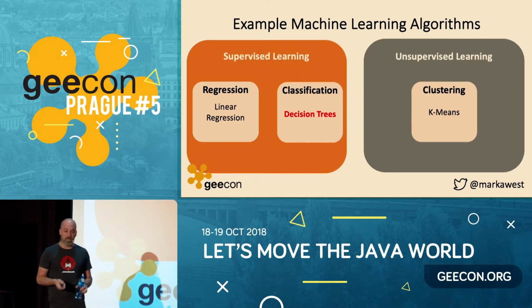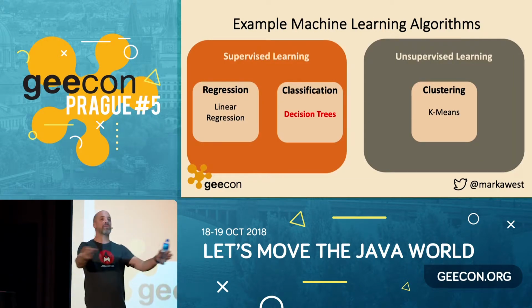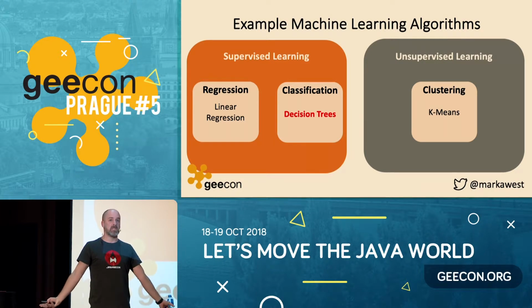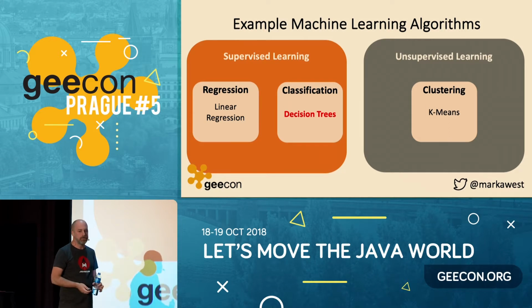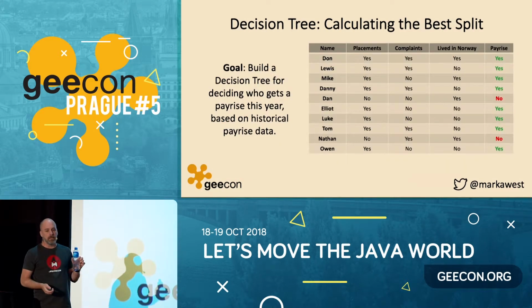The next algorithm I'm going to talk about is decision trees. And decision trees are obvious to all of us here because we're developers. That's what we do. We build flows, right? So decision trees are pretty simple. And basically what decision trees do is they calculate the best split on your data.